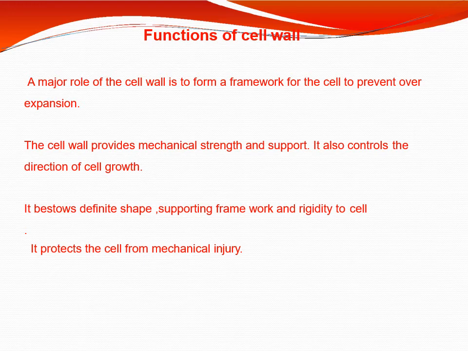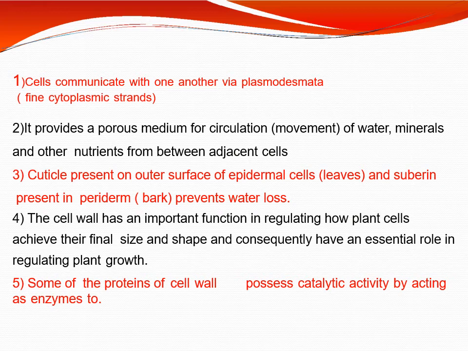So if we ask what the functions of the cell wall are, they are very simple. The major role of the cell wall is to form a framework for the cell to prevent overexpansion. It provides mechanical strength. It bestows definite shape. It protects the cell from mechanical injury. Cells communicate with one another with the help of the plasmodesmata. You are very well aware of the term plasmodesmata. We have studied it a number of times during our first semester.